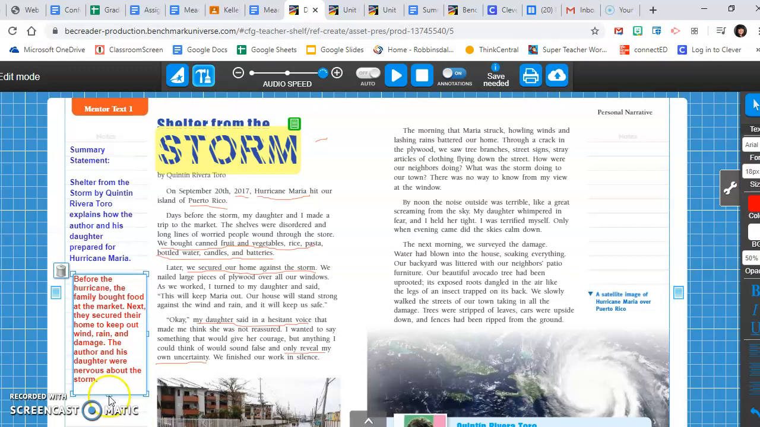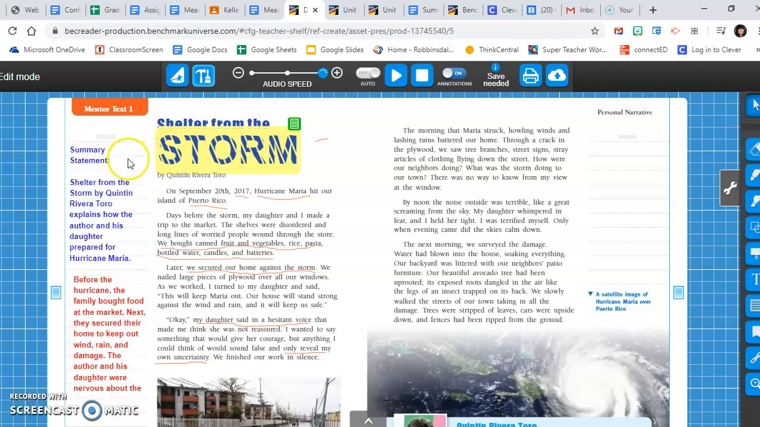I have my summary statement. Shelter from the Storm by Quentin Rivera Toro explains how the author and his daughter prepared for Hurricane Maria. Before the hurricane, the family bought food at the market. Next, they secured their home to keep out the wind, rain, and damage. The author and his daughter were nervous about the storm. It's short. It's only the facts. It's in the order that this appears in. It's in sequential order. And it's in my own words.